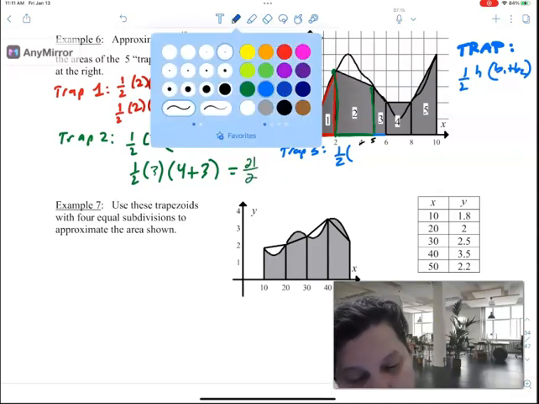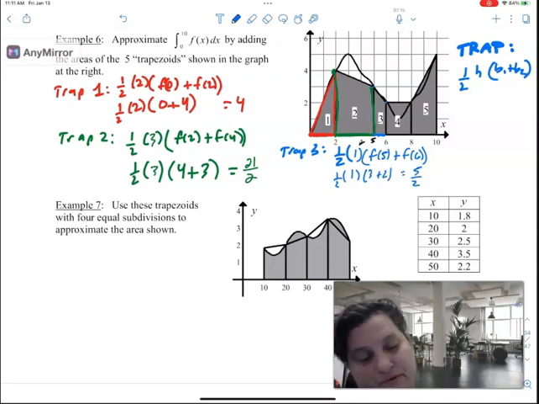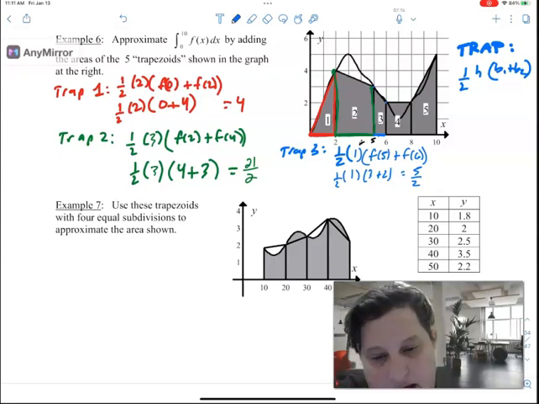Okay. Trapezoid 3, that has a base of 1. And then I have to do f of 5, f of 6, because those are the heights on either side. Okay, f of 5, that went up to 3 and 2. So that gave me like 5/2, right? You guys get the idea. I think I can speed this part up a little bit now.